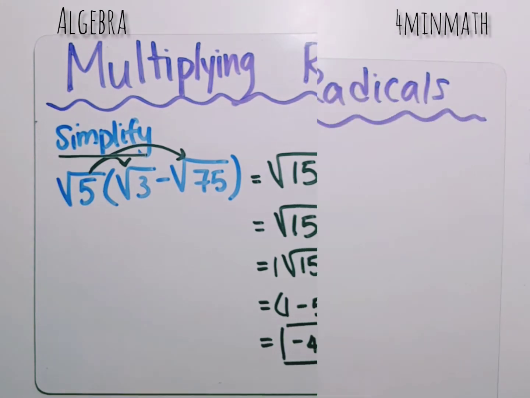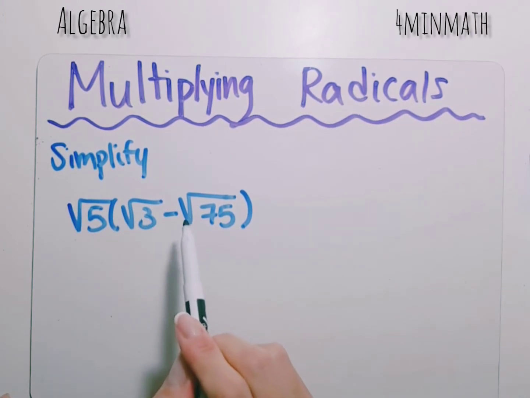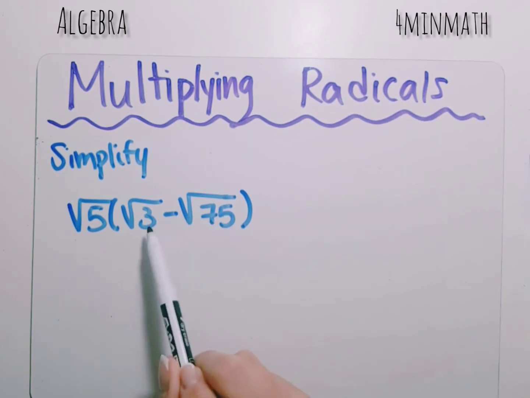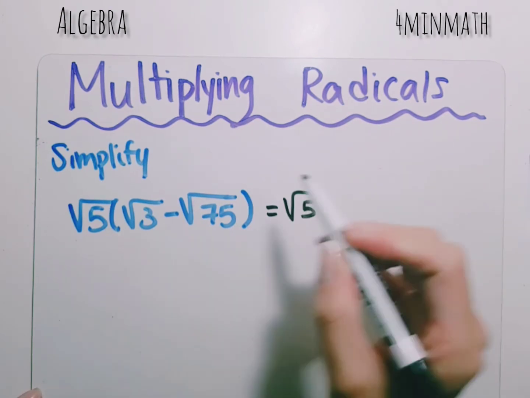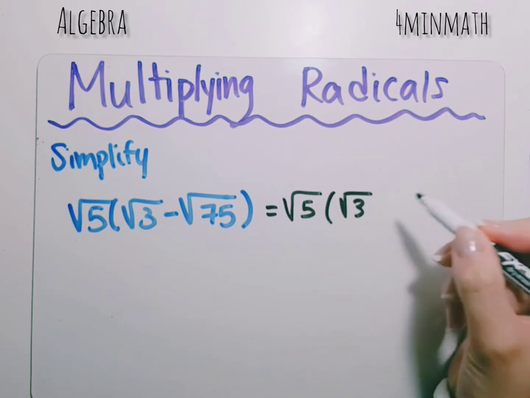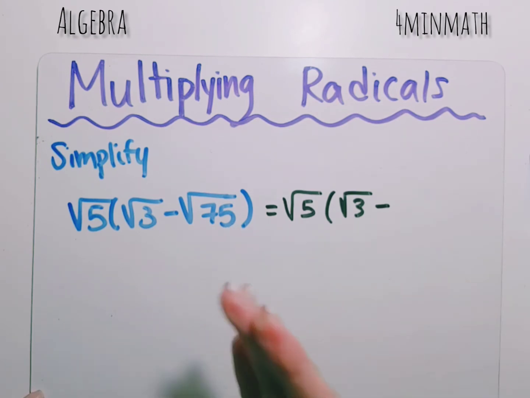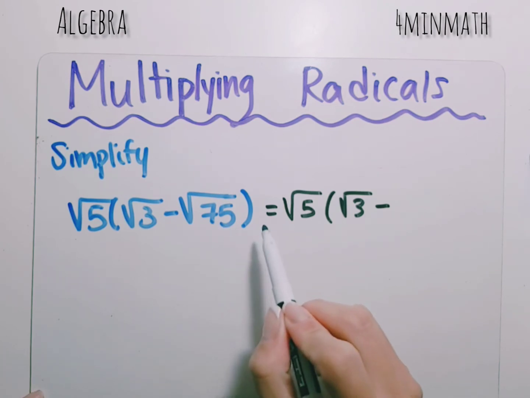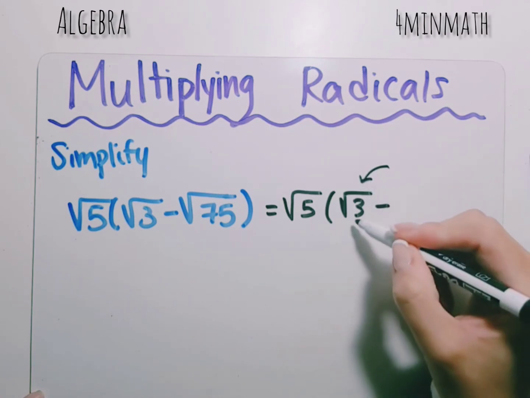Let me show you the second way. The second method goes something like this. Instead of distributing the square root of 5, we're going to break this apart so that it becomes a like radical. So rewrite square root of 5 on the outside. And then on the inside, leave the square root of 3 because you can't do much there. This is already in the simplest form. But 75, what can you break it into so that you can take out something? How can you break square root of 75 into something so that it becomes a like radical to square root of 3?